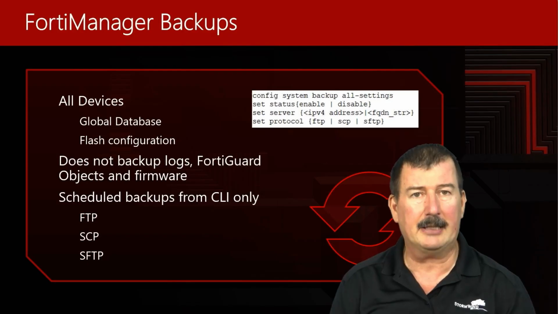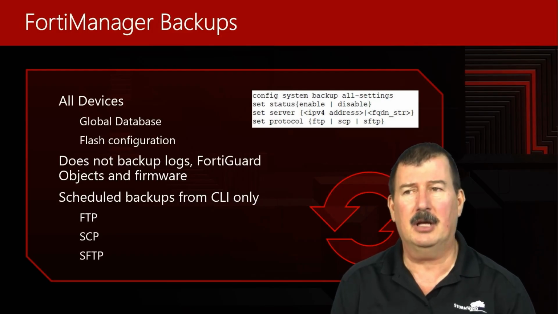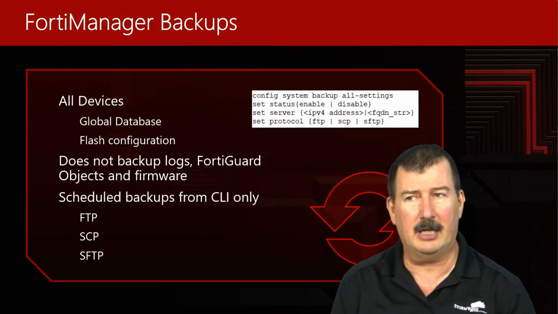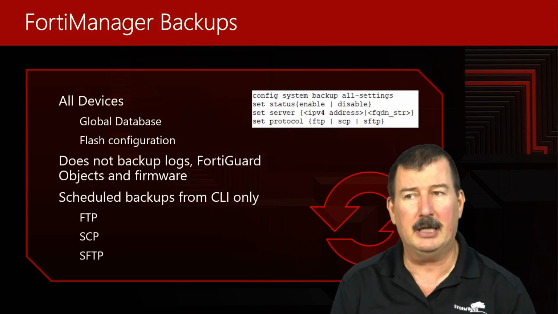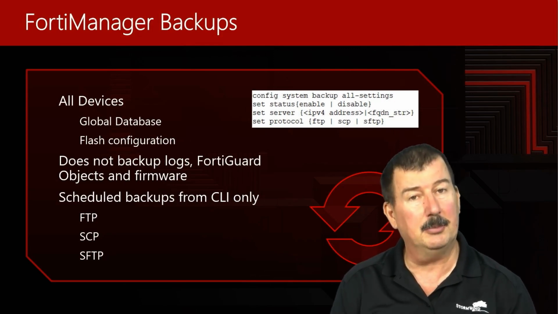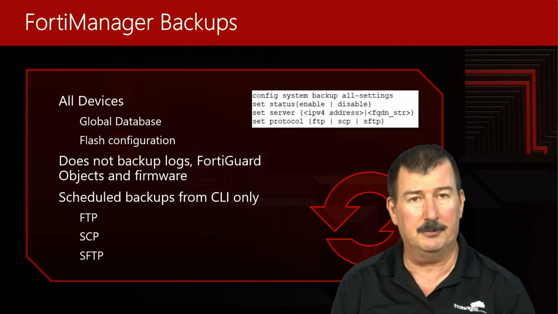Now, to schedule your backups inside of FortiManager, there is no GUI. There's a couple commands you have to do. It's config system backup all-settings. From there, you'll turn it on or off, enable or disable. You'll set the server that you're going to configure, and that can be by IP address or by FQDN. The only way you can do it by FQDN is if you have DNS configured already on your FortiManager. Just be mindful of that.